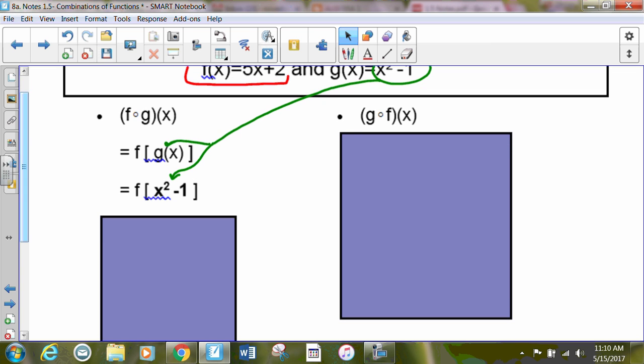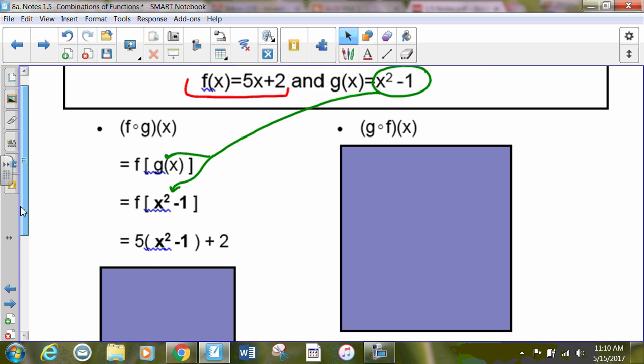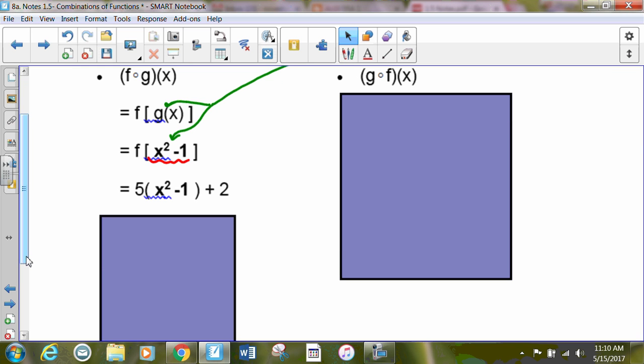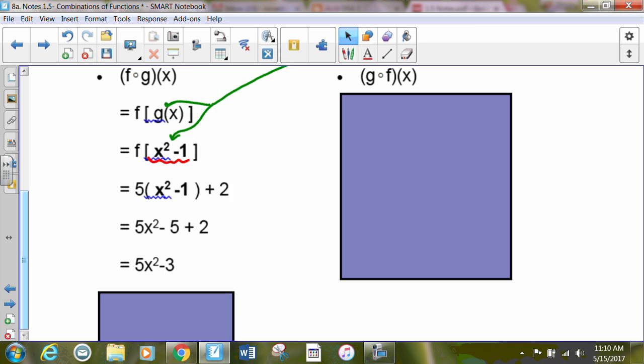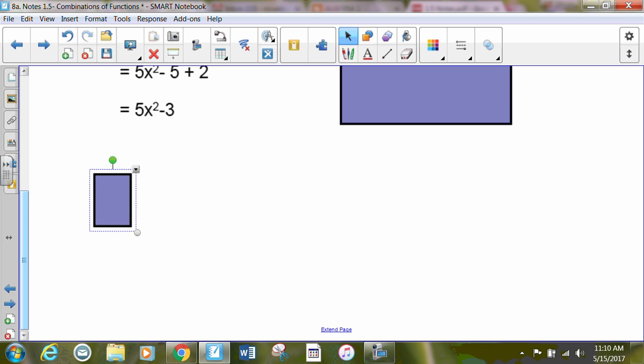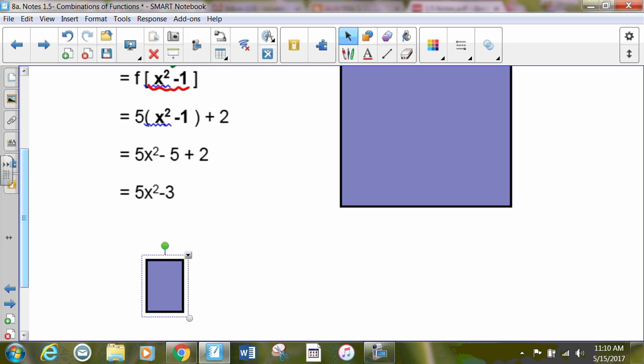We're going to go ahead and see how we had 5x plus 2. Instead of writing an x, we wrote x squared plus 1. I'm sorry, x squared minus 1. And once we did that, we're going to go ahead and just simplify it. The hard part is over. We're just going to simplify. We're distributing the 5. We're combining like terms. Let's get rid of this. Ooh, bounced back up. That was interesting.